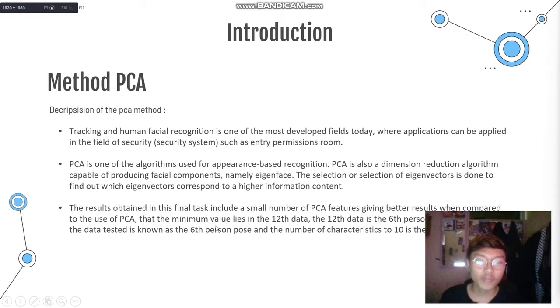The minimum value lies in the 12-year data, in the 6-year person post the two, so that the test data is not as the 6-year person post, and the number of characters of 10 is the most minimal.